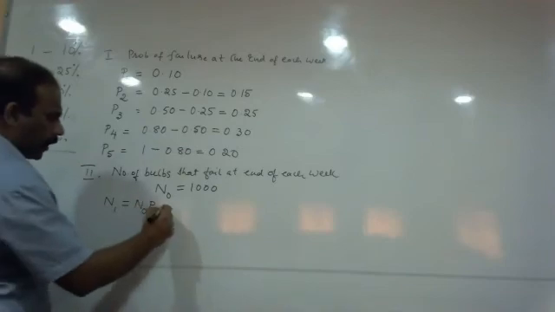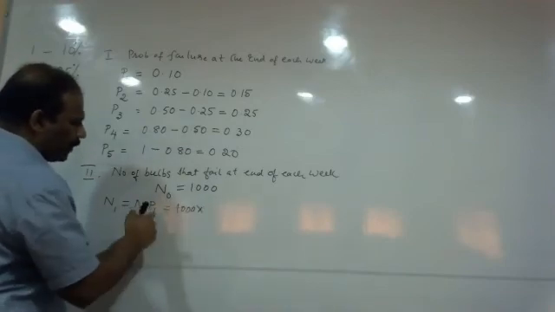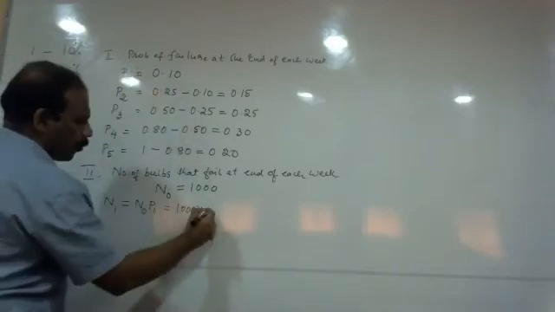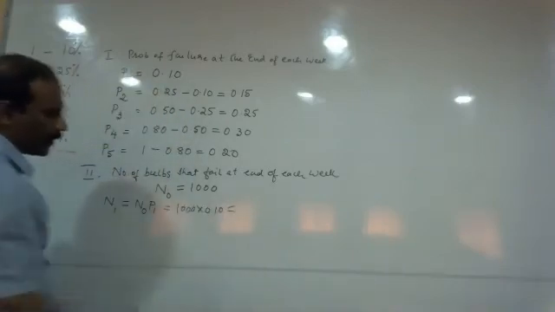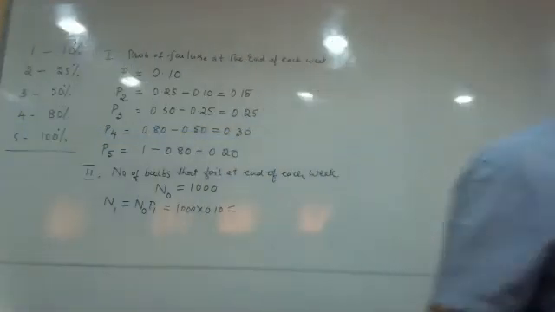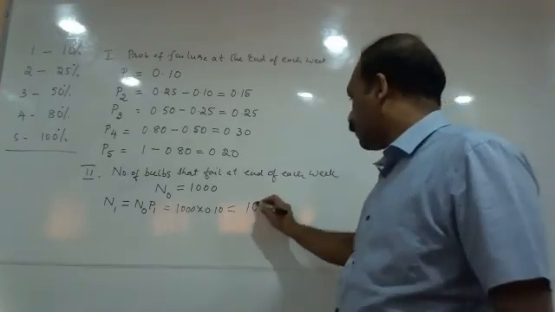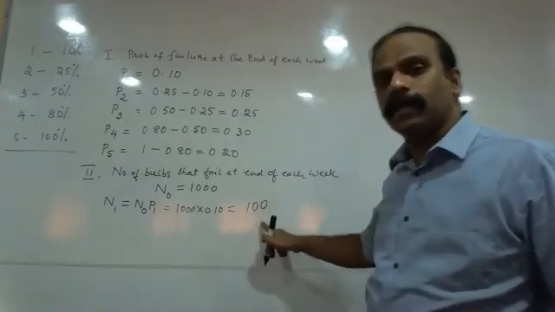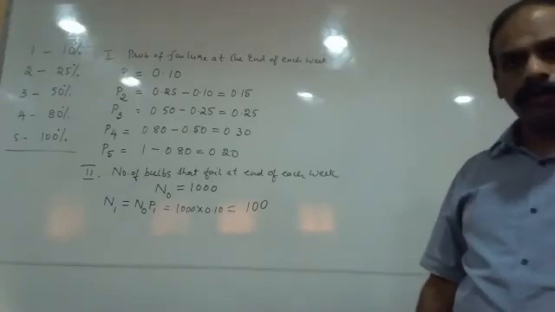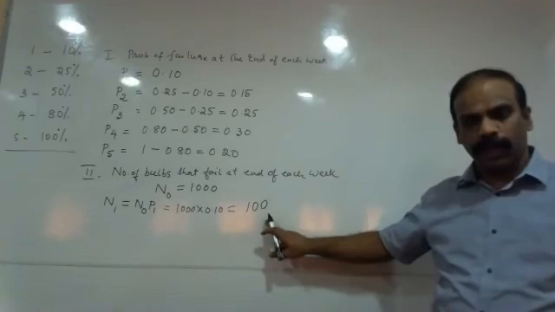ಸೊ ಇದನ್ನ ಸಬ್ಸ್ಟಿಟ್ಯೂಟ್ ಮಾಡೋಣ. Now we know what is n naught. n naught is equal to 1000. 1000 into p1. What is p1 value? 0.10. Can you please multiply and tell me how much we get the answer? What is 1000 into 0.1? ಎಷ್ಟು ಬರುತ್ತೆ? 100. ಅಂದ್ರೆ ಅರ್ಥ ಏನು? At the end of first week totally 100 bulbs are blown out. ಅಥವಾ 100 bulbs ಬರ್ನ್ ಆಗಿದೆ ಅಥವಾ ಫೇಲ್ ಆಗಿದೆ. This is what we get the calculation. Are you understanding this point, everyone?